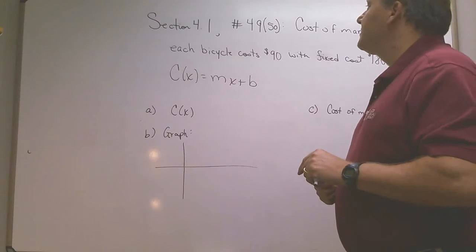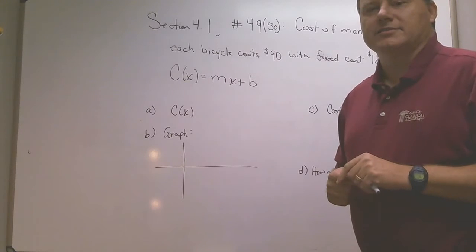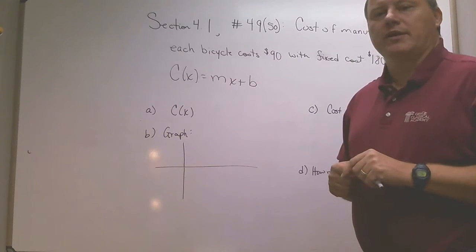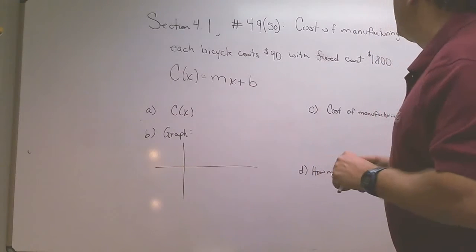Hi, we have another problem, section 4.1. Actually, I was asked about number 50, but I'm going to do number 49 because 50 requires 49. And I think if you can do 49, you should be able to do 50. But this is the cost of manufacturing.